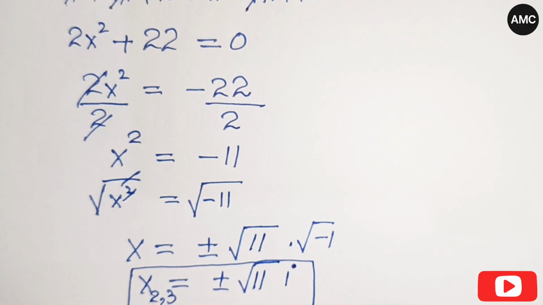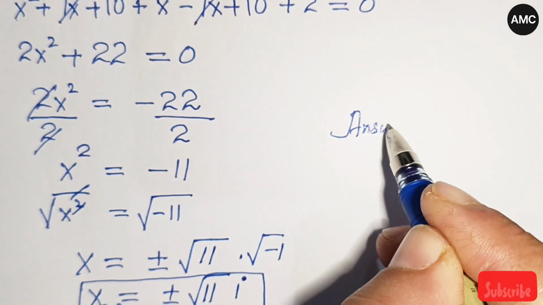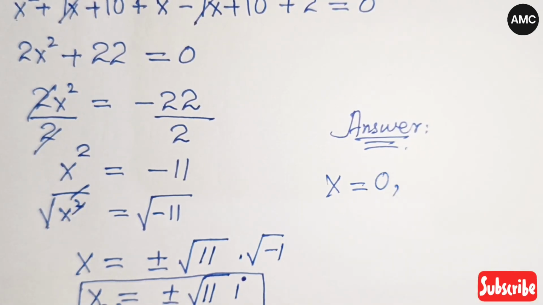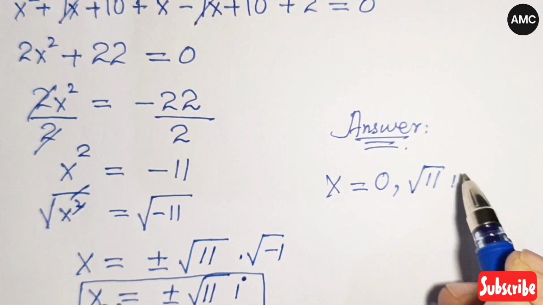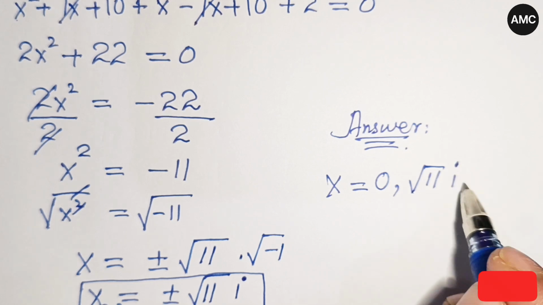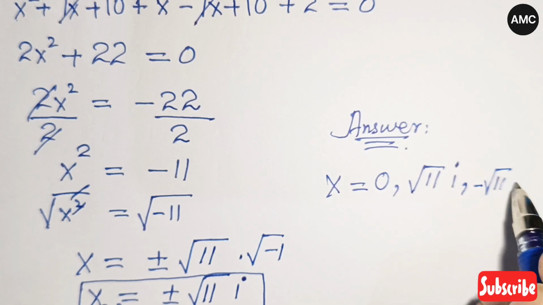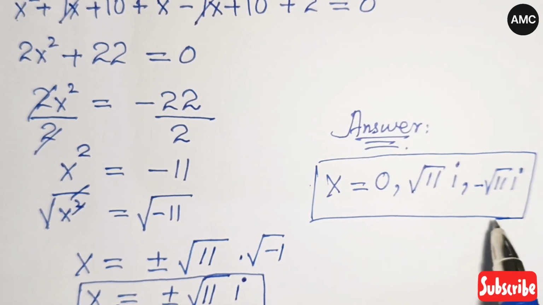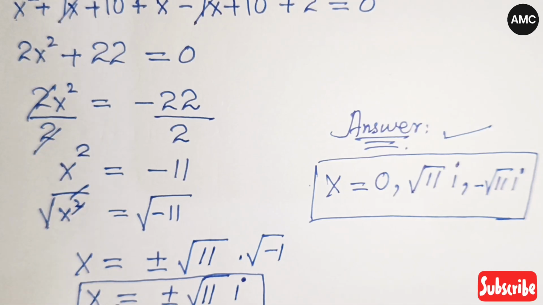So our final answer is, here we have three values of x. Our first value is x is equal to 0. Second value is the positive square root of 11i, and similarly we have minus square root of 11i. So these are the three values of x we have just found by using different mathematical techniques, that is 0 and plus minus square root of 11i.